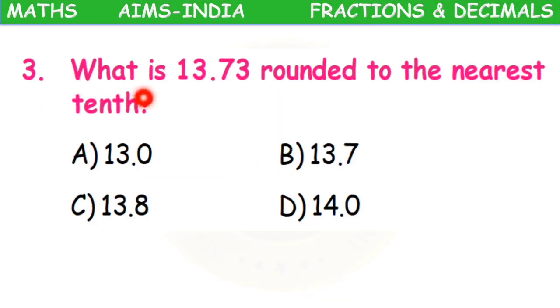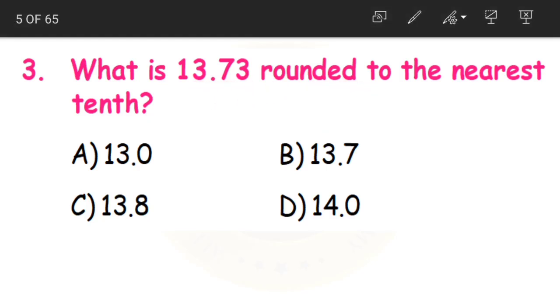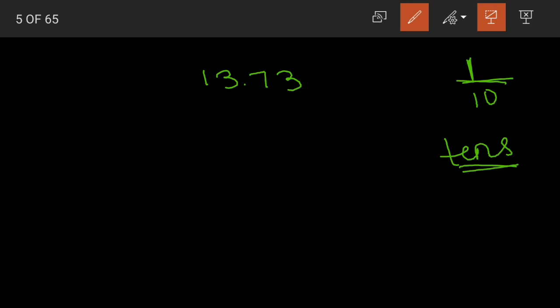Next question 3. What is 13.73 rounded to the nearest tenth? 13.73 rounded to the nearest tenth, that is the 1/10 children. If the question mentions rounded to the nearest tens, it means this one which is in tens place. But here the question says that rounded off to the nearest tenth. It is nothing but rounded off to the nearest 1/10.